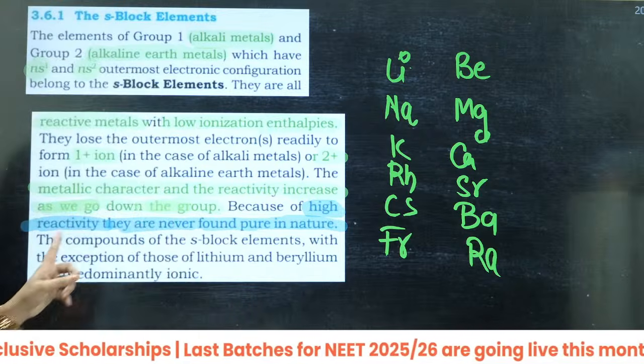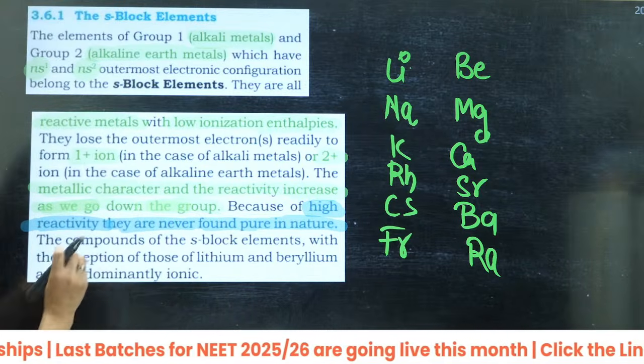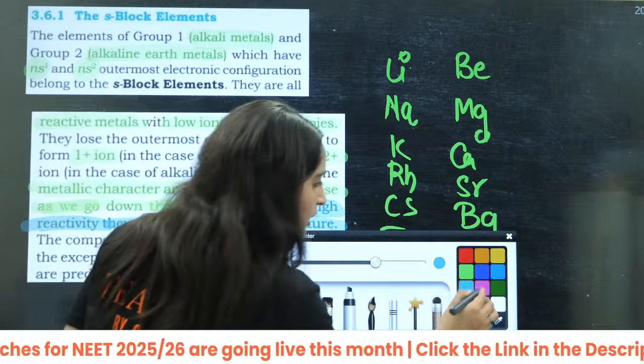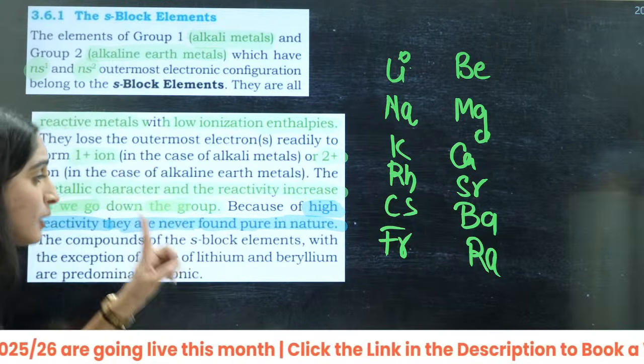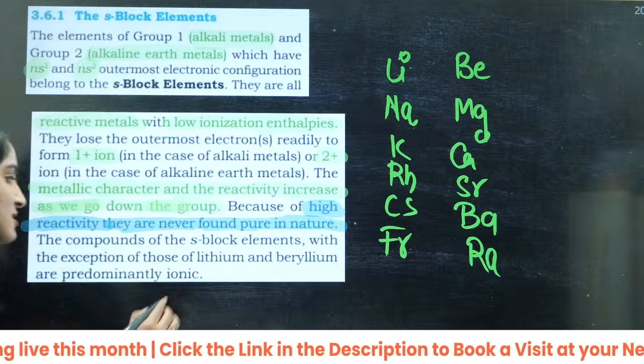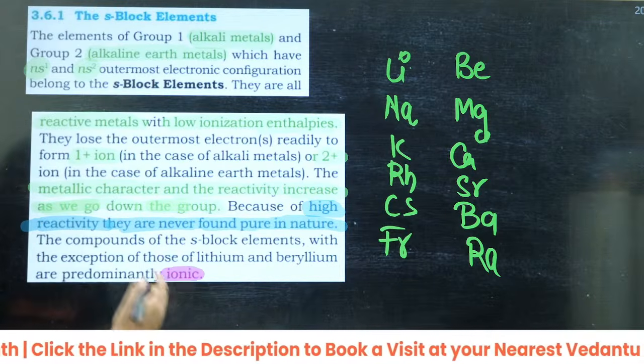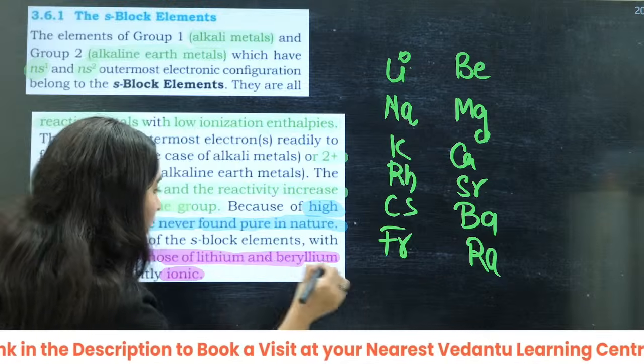Another very important line: the compounds of S block elements are ionic, with the exception of lithium and beryllium.